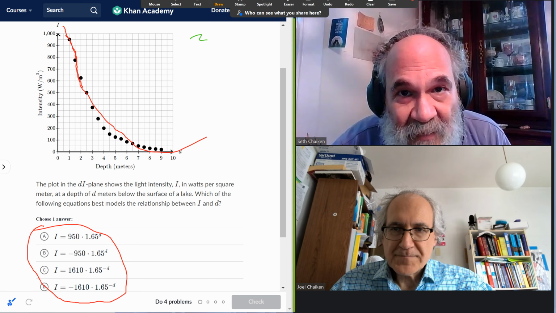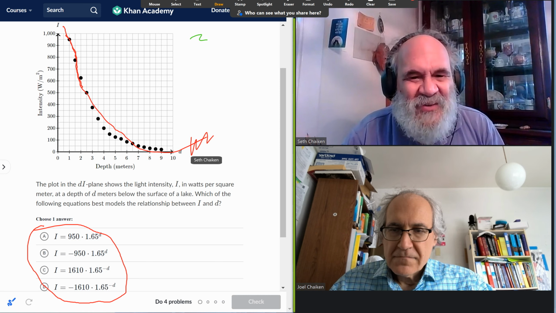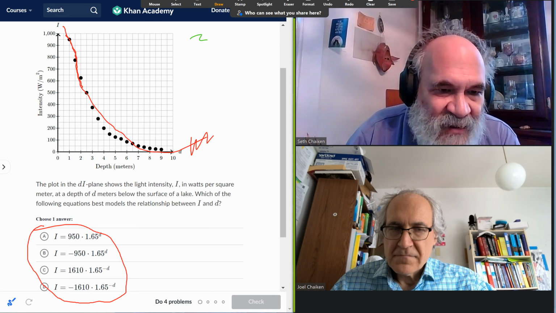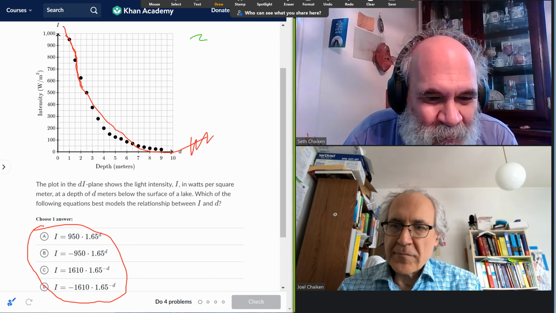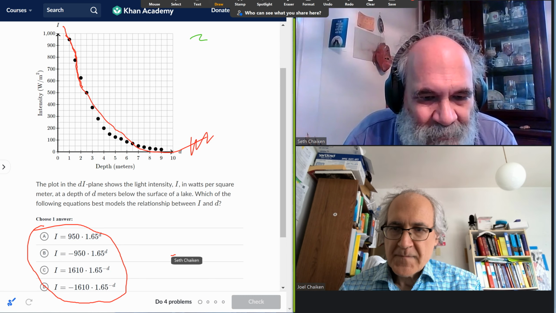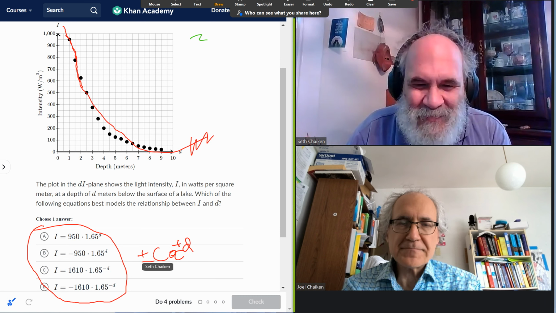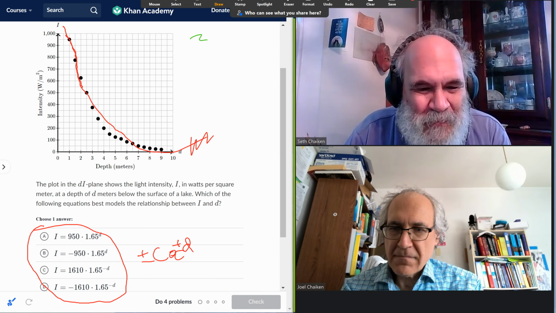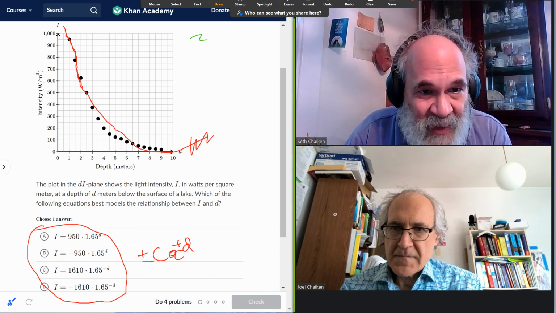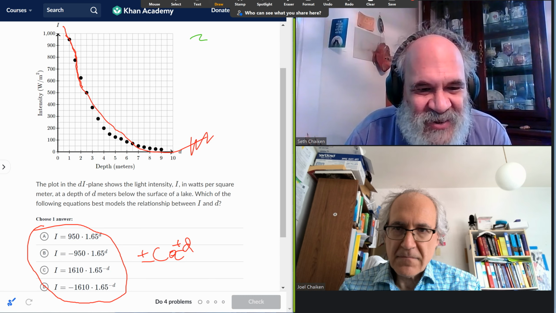Now, I looked at the answers, looked at the curve, and I see the answers all had the form of some exponent, a to the plus or minus d, times some positive constant with a plus or minus. All right, so what could it be? This one has a positive coefficient and a positive exponent, so it's rising.